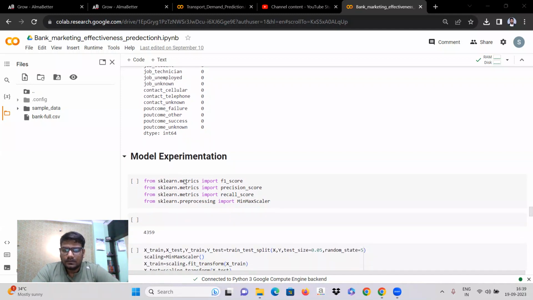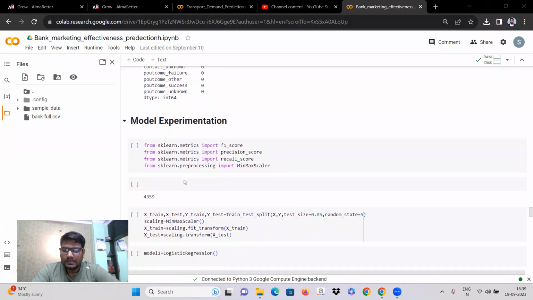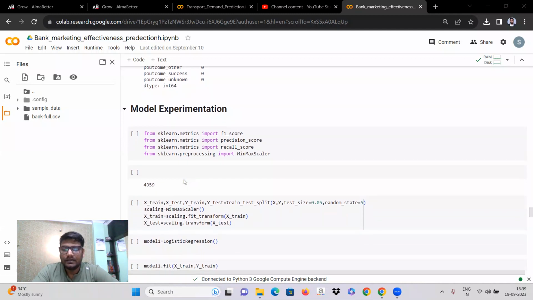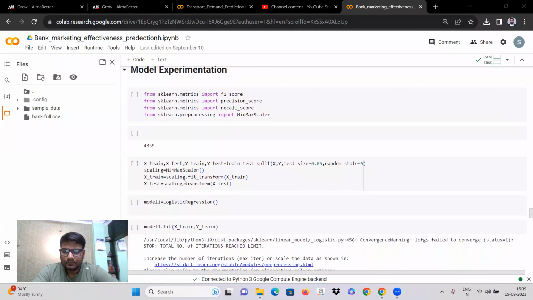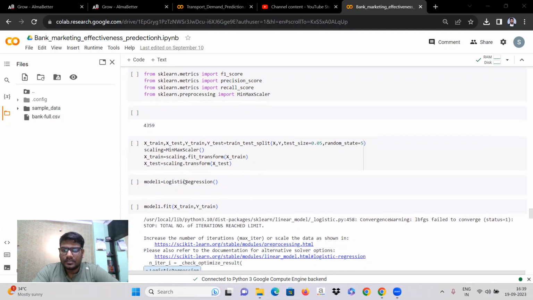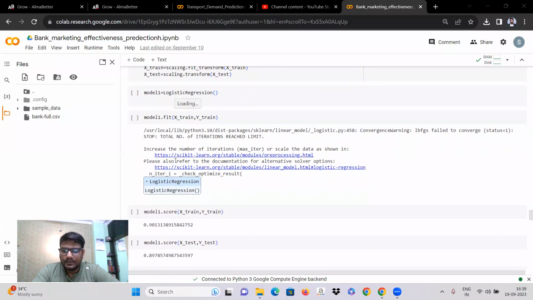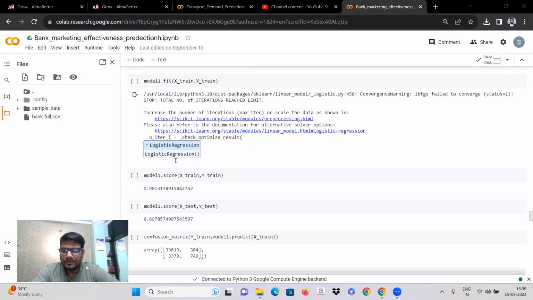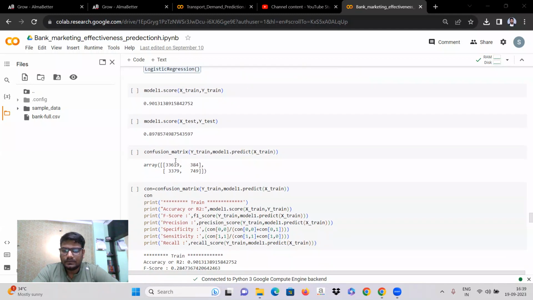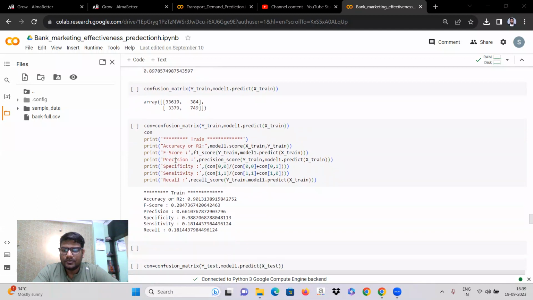So here we'll be doing a min max scaler, as the data that we are having is not on the same scale. The first model that we'll be trying is logistic regression, after just scaling the data. So the data here was able to give 90% accuracy. Here's the confusion matrix.